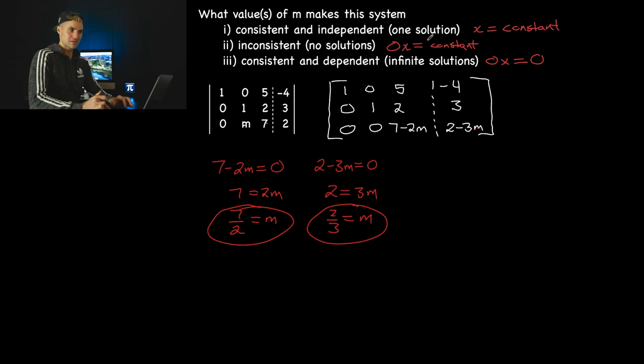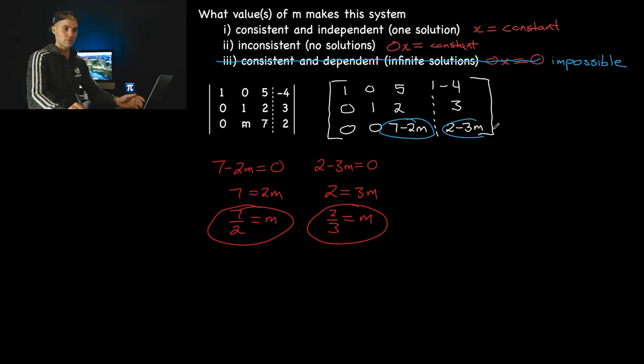So what does that mean? Well, what it means is that we can never have this case happen, right? We can never have a consistent and dependent solution. So this case here is going to be impossible, right? Again, because there's no m value that can make both of these 0 at the same time simultaneously. And in order to have a consistent and dependent solution, or infinite solutions, we have to have 0 on this side and 0 on that side. It has to be a full row of zeros.